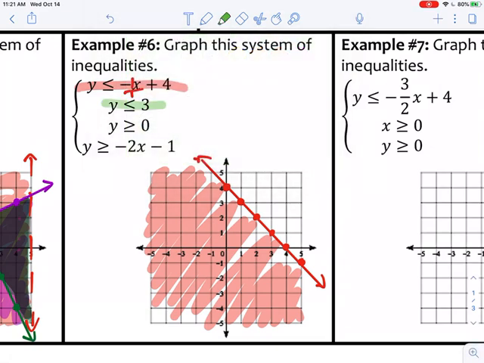And let's find the next equation here. y is less than or equal to 3, so that's a y value, which is horizontal, so we're going to make a solid line at 3 because of that wonderful or equal to.